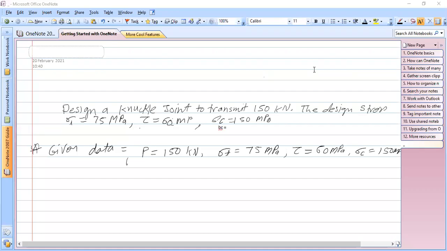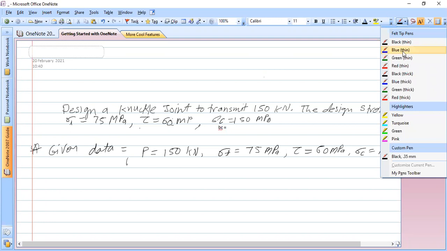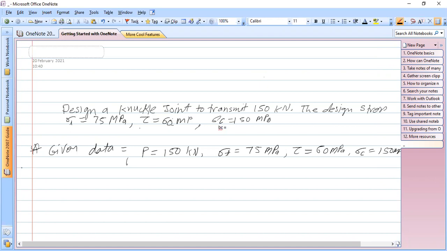So we are discussing the numerical. We are discussing one numerical, that is the design of a knuckle joint. So this is the given data: Design a knuckle joint to transmit 150 kilonewton. The design stresses, sigma T value is given, sigma C is given, tau value is given.